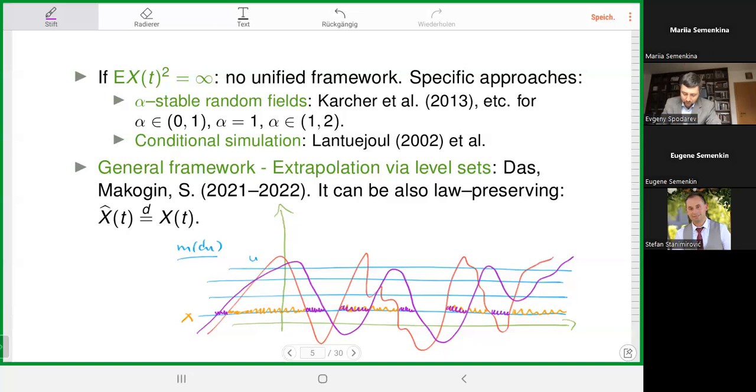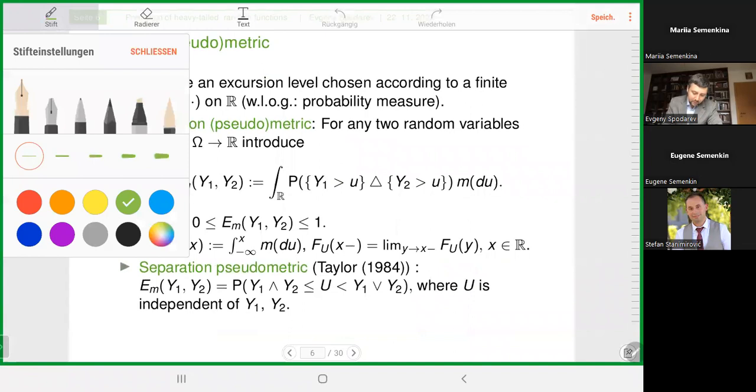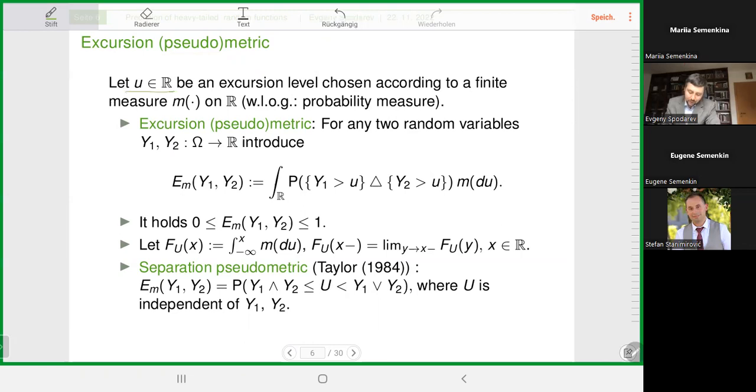Now, to be more specific, let me introduce one metric which will formalize this. And this is called the excursion metric. So now assume that we have a level U, which will be an excursion level. And it is chosen according to this finite measure, which we assume to be a probability measure, because if it is just finite, it will cause only the multiplication by a constant in all integrals. And the excursion pseudometric, so it is not still a metric, but a pseudometric, is introduced as follows. This is an integral of the probability of the symmetric difference of these two events.